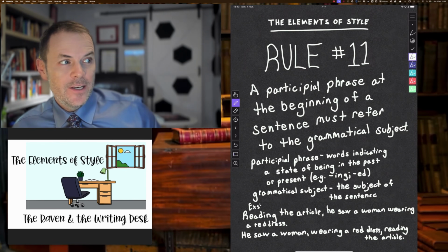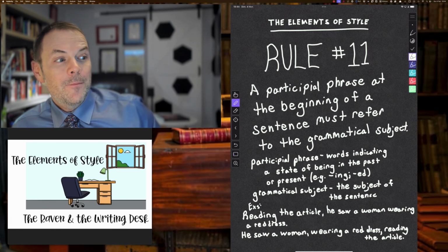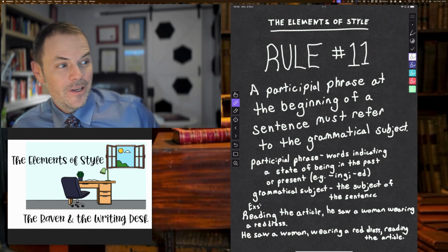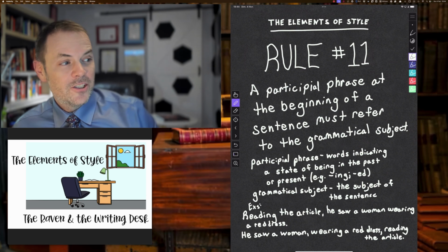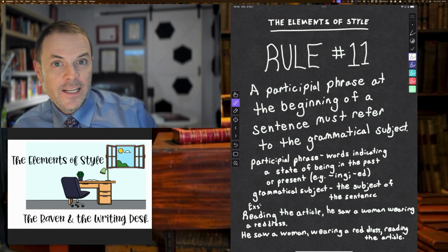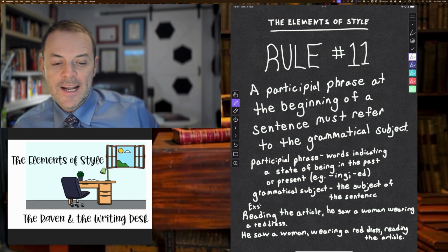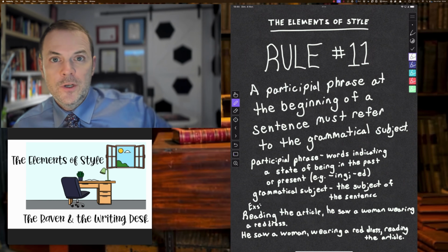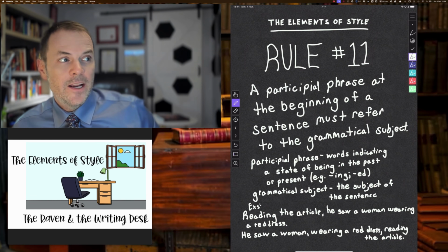Rule number 11, a participial phrase at the beginning of a sentence must refer to the grammatical subject. And I must apologize, I am having trouble with participial phrase. It's that ial at the end that always gets me. It's a fancy English term. It just refers to a group of words indicating a state of being in the past or present. You're going to notice that words that end in ing, ed are going to hint you off. Grammatical subject, the subject of the sentence, no different than we've been talking about elsewhere in the video.